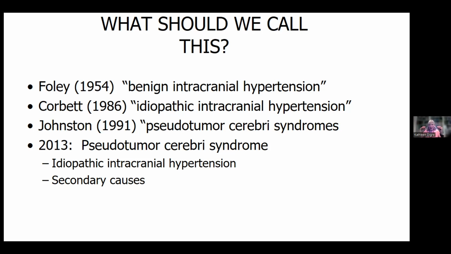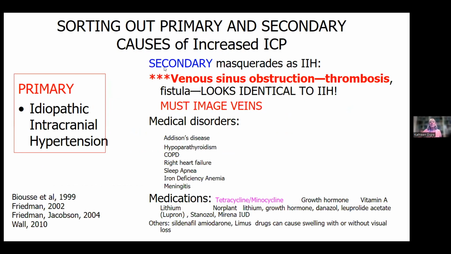One is the idiopathic form, which is what we're talking about tonight. Idiopathic means it's primary intracranial hypertension. And then there's the secondary form. And the secondary forms, the most common one is venous sinus thrombosis or obstruction. And so frequently we have to look at the veins in the person's head to see if the veins have clotted off, because this can look identical to idiopathic intracranial hypertension. And then there are medical disorders that can also raise intracranial pressure, like Addison's disease. This is a disease of the adrenal gland.